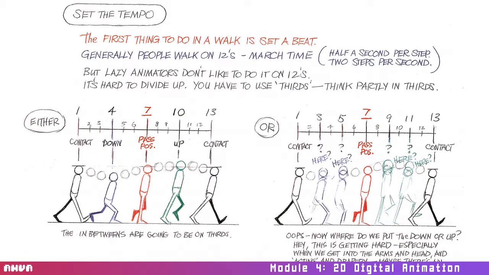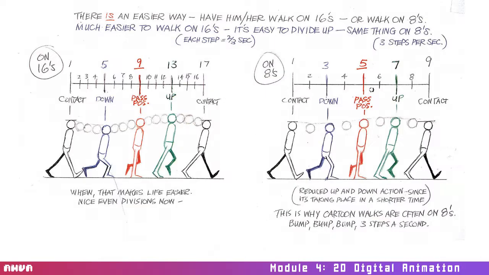Hey, it's getting hard, especially when we get into the arms and head and acting and drapery. Maybe there's an easier way, right? So this idea of thirds is really difficult to get down. So there is an easier way to have him, her, they walk on 16s or walk on 8s. It's much easier to walk on 16s and easy to divide up. Same thing on 8s, which is 3 steps per second. And on 16s, it's each step to 2/3 of a second.